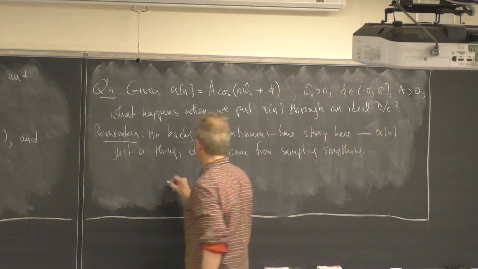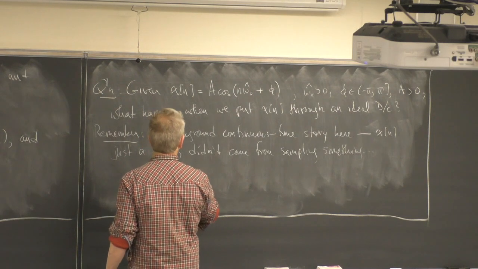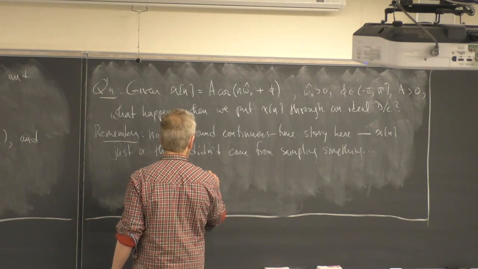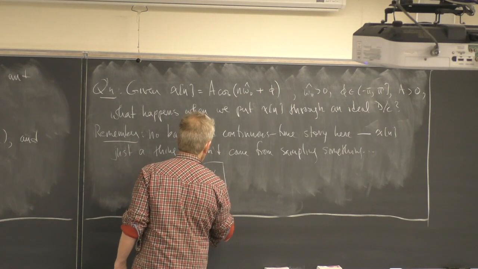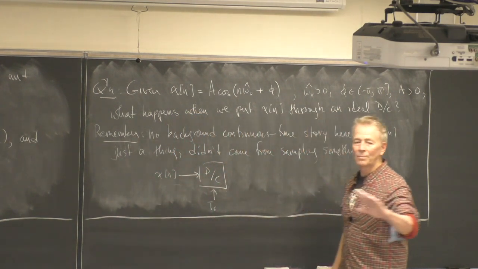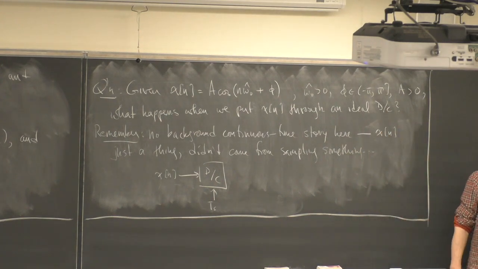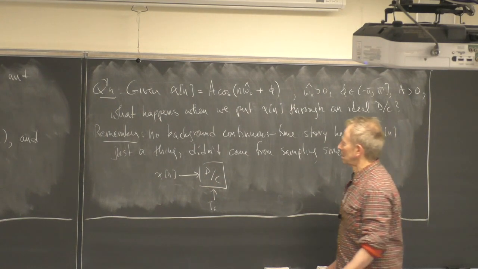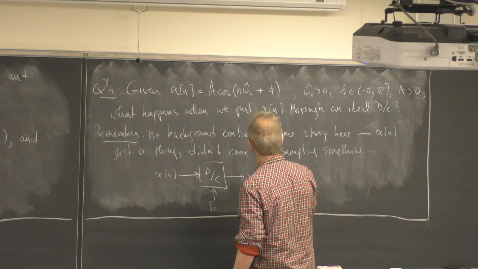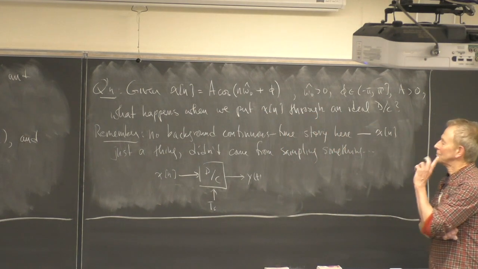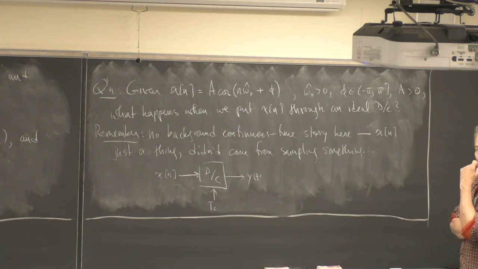So here's the picture. We have x of n. We put it into an ideal d to c with interpolation interval t sub s. T sub s is not part of any background continuous time story here. It's just a number. y of t is the signal that comes out of that. So what is y of t going to be? Does it depend on Ts? Well, yes, it's going to depend on Ts. Is y of t always going to be a sinusoid?